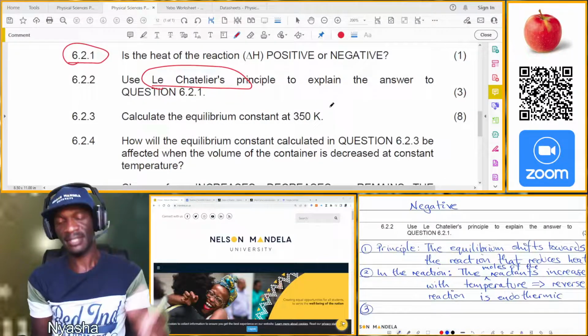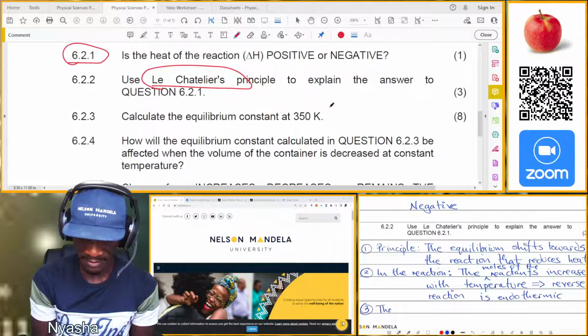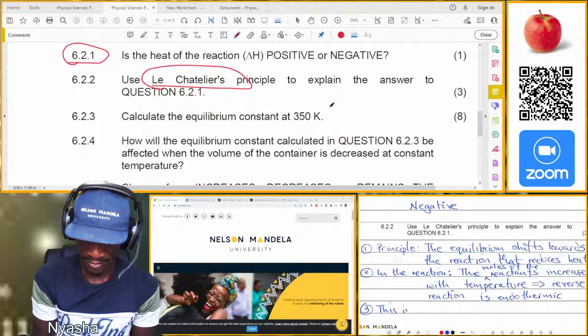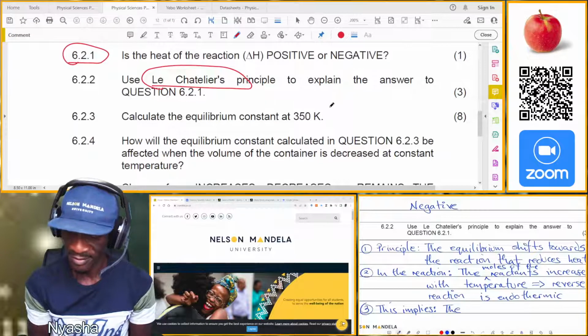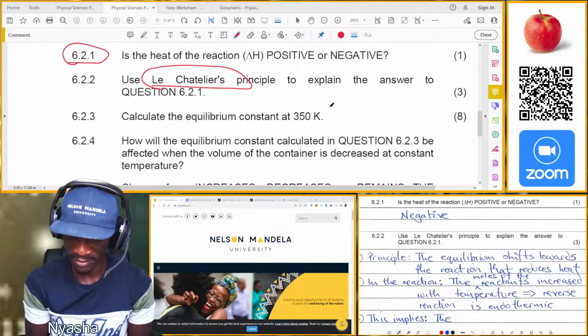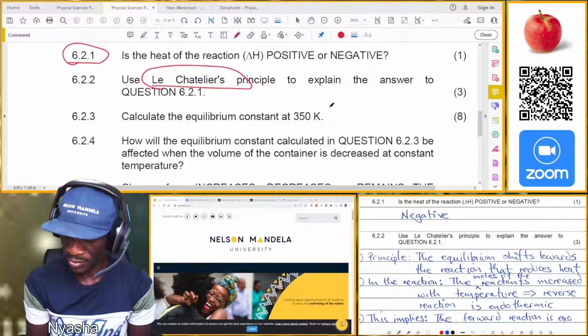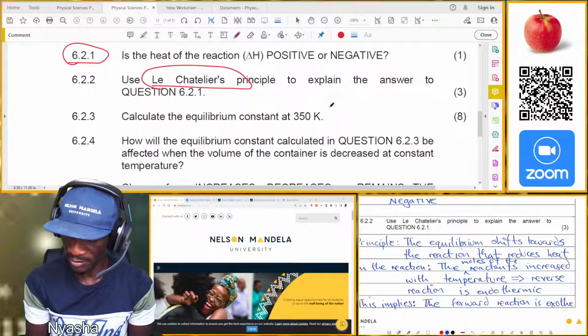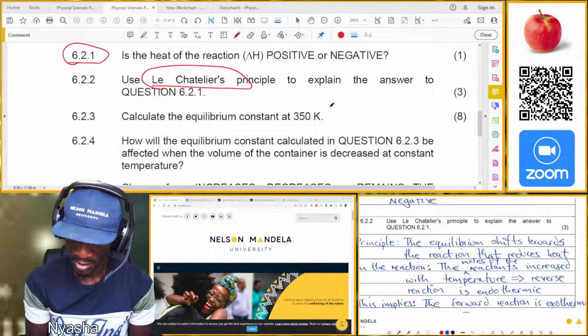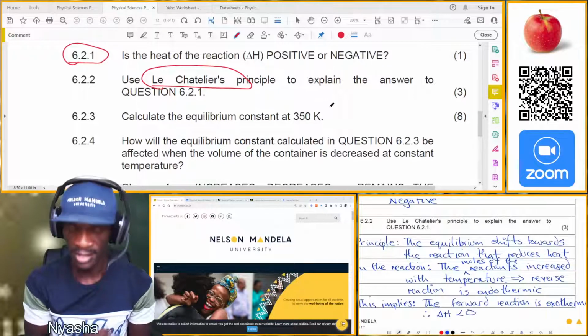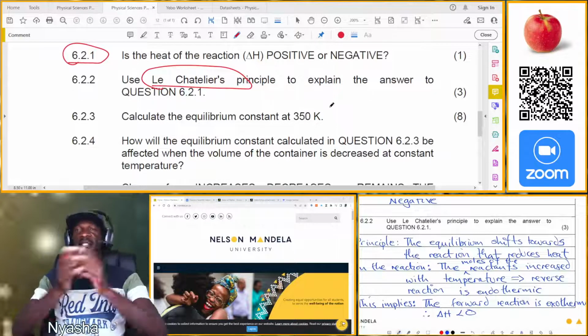So it's obvious, right? This implies that the forward reaction is exothermic. Therefore, our delta H is less than 0, and that is negative. Okay, fine.